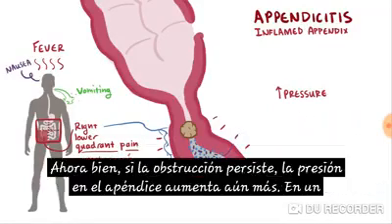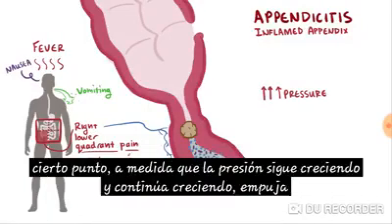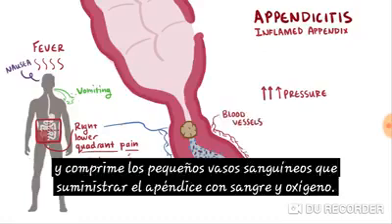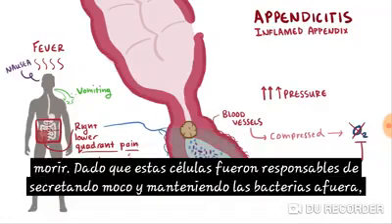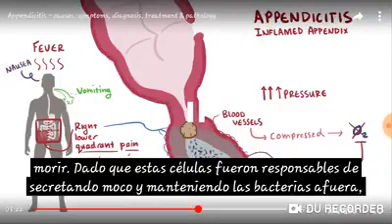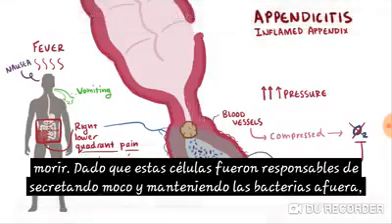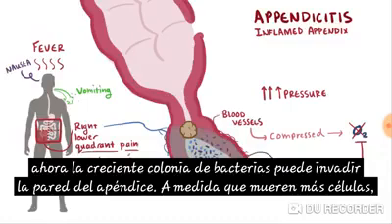Now, if that obstruction persists, the pressure in the appendix increases even more. At a certain point, as the pressure keeps going and it continues to swell up, it pushes and compresses the small blood vessels that supply the appendix with blood and oxygen. Without oxygen, the cells in the walls of the appendix become ischemic and eventually die. Since these cells were responsible for secreting mucus and keeping bacteria out, now the growing colony of bacteria can invade the wall of the appendix.